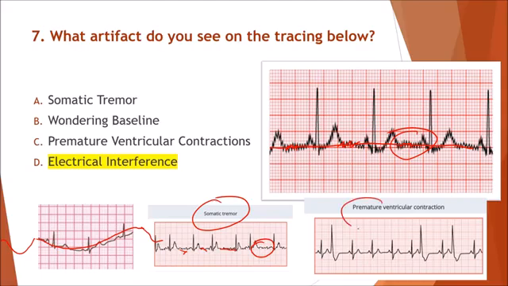The premature ventricular contraction, this is more of an arrhythmia, and this is when the ventricles contract randomly. You see normal heartbeats, and then out of nowhere you see this random ventricular contraction, and that's a PVC.